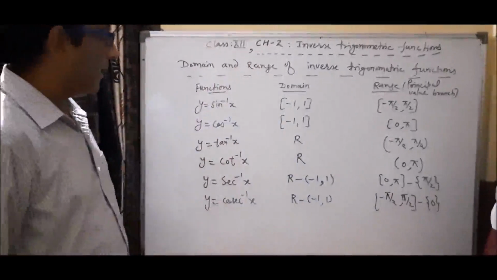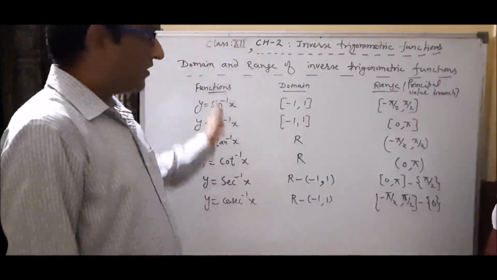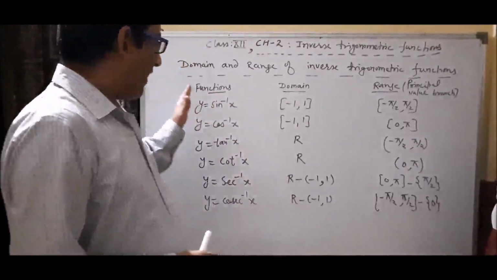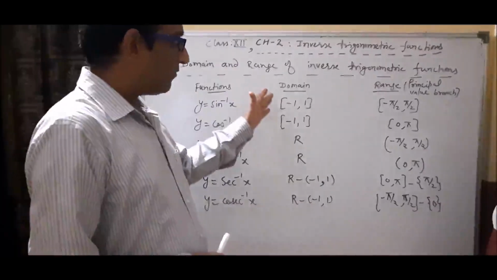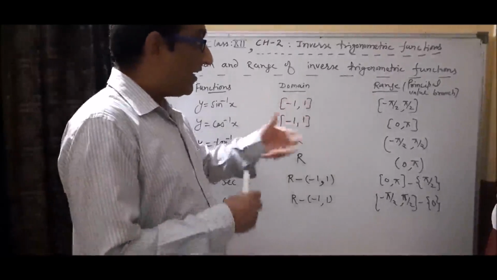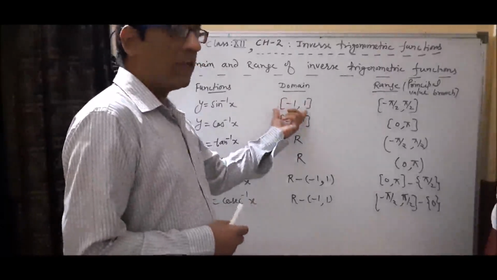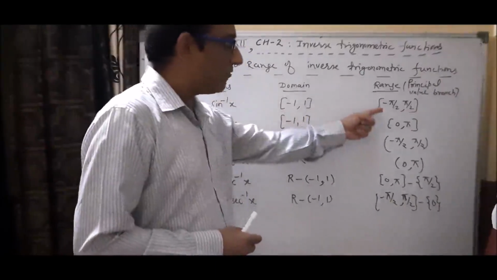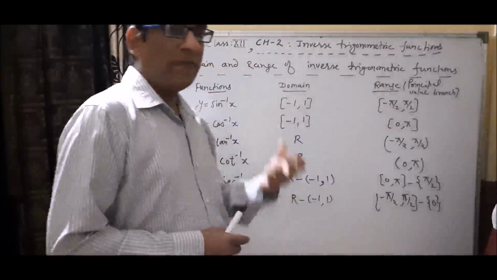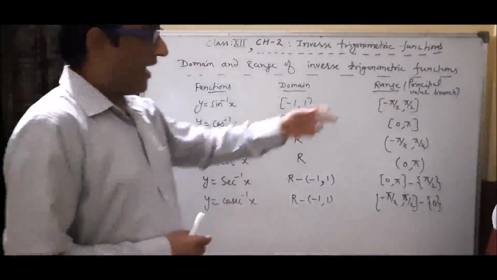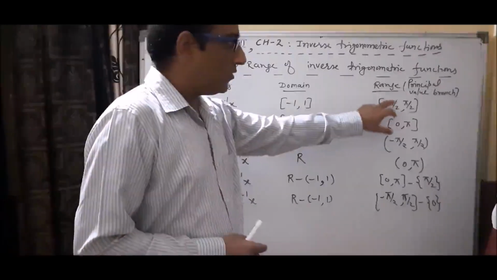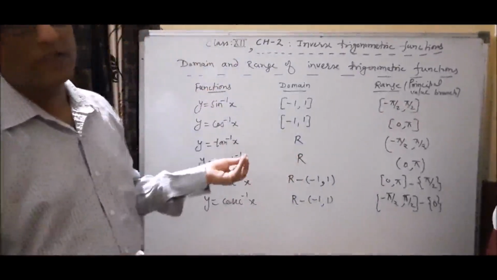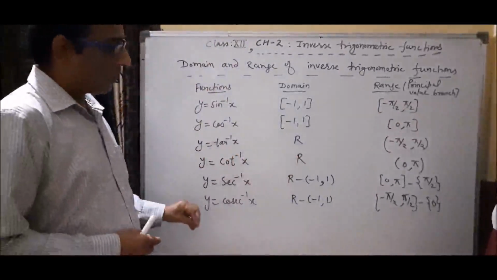So again I am repeating, this is the table, just vice versa of the table of trigonometric function. In sine inverse x, domain is -1 to 1, and in trigonometric function range is -1 to 1, and in inverse trigonometric function range is -π/2 to π/2, which is a part of the set of real numbers, and this -π/2 to π/2 is related with the domain in trigonometric functions. Same for the other inverse trigonometric functions.